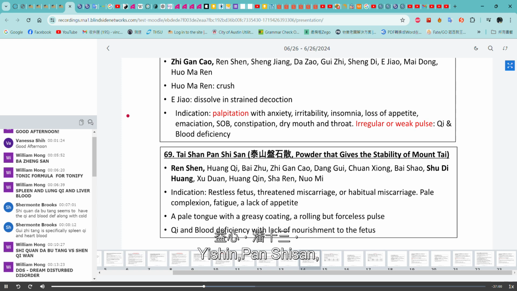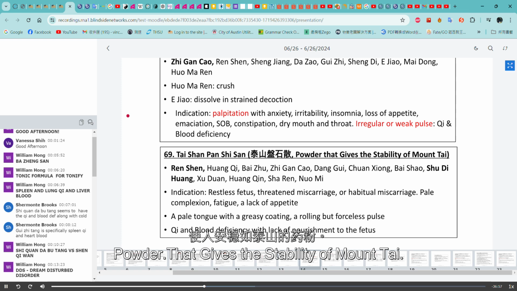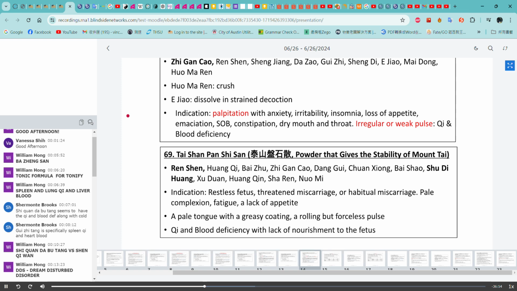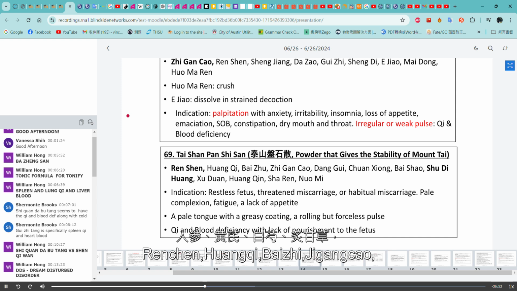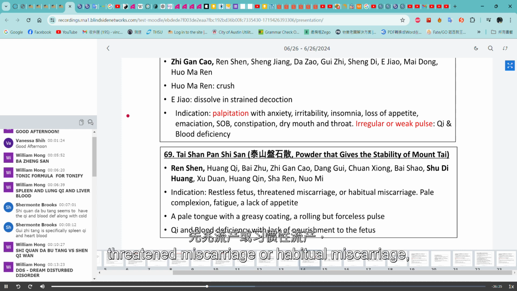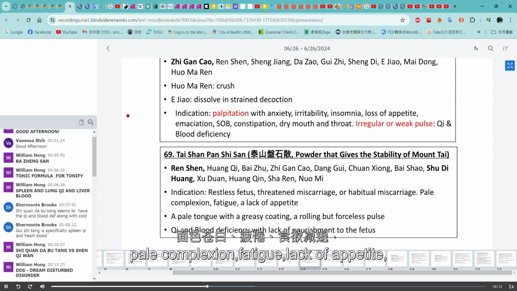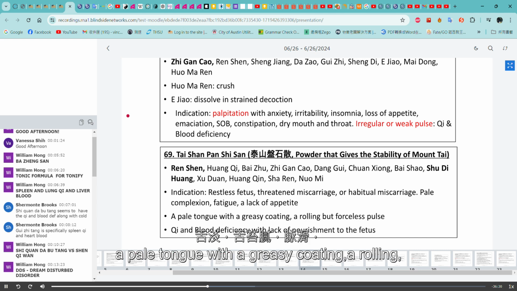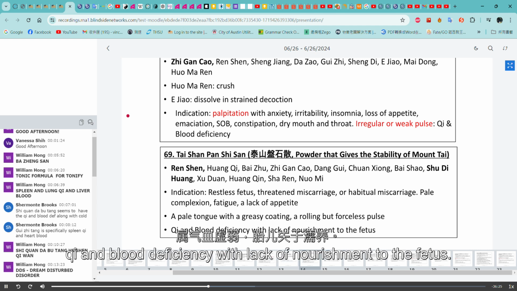Taishan Panshi San, powder that gives the stability of Mount Tai. Renshen, Huangqi, Baizhu, Zhigancao, Danggui, Chuanxiong, Baishao, Shudihuang, Xuduan, Huangqin, Sharen, and Nuomi. Indication: restless fetus, threatened miscarriage or habitual miscarriage, pale complexion, fatigue, lack of appetite, a pale tongue with a greasy coating, a rolling but forceless pulse, qi and blood deficiency with lack of nourishment to the fetus.